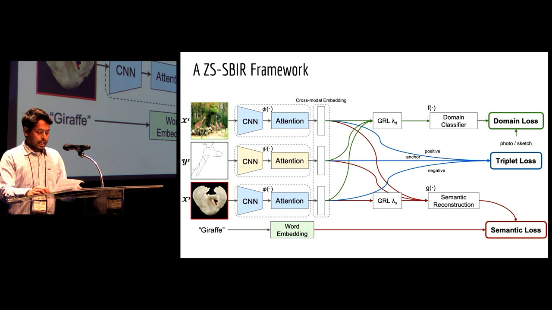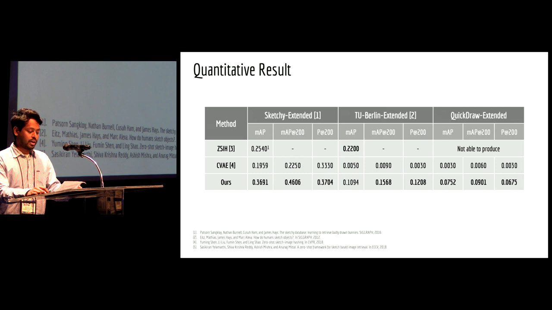Moving towards the quantitative results, we compare our work with the two previously available methods, and we come out with better results on all data sets other than one, which is TU-Berlin Extended. It's because of the confusing classes.